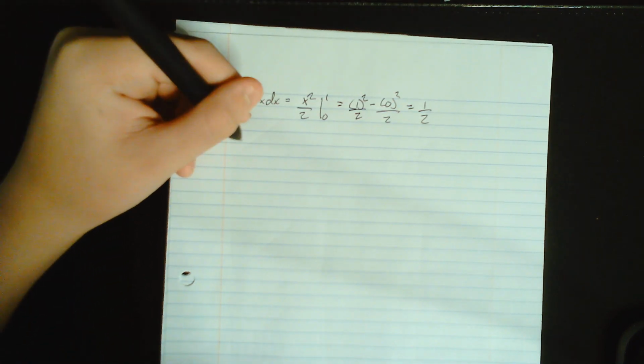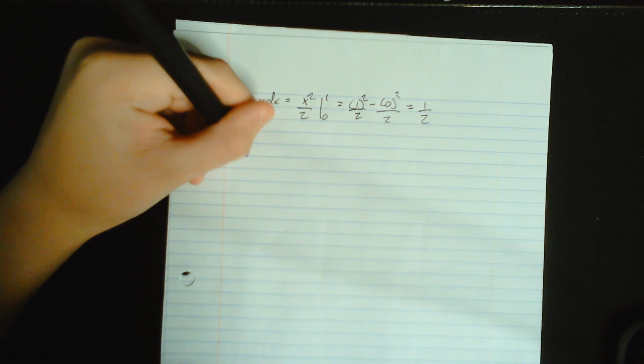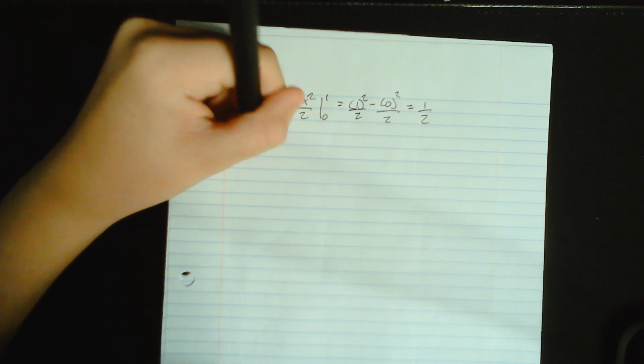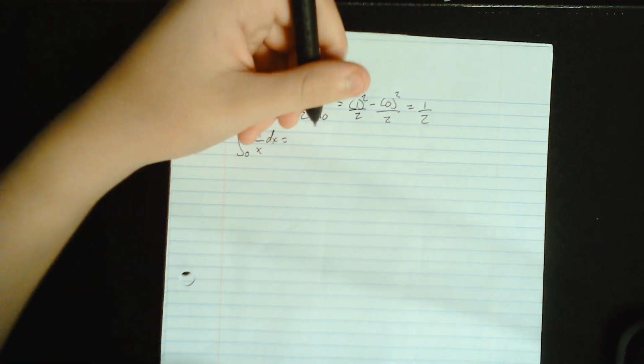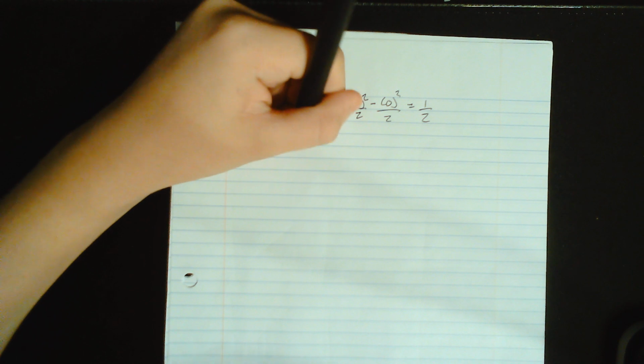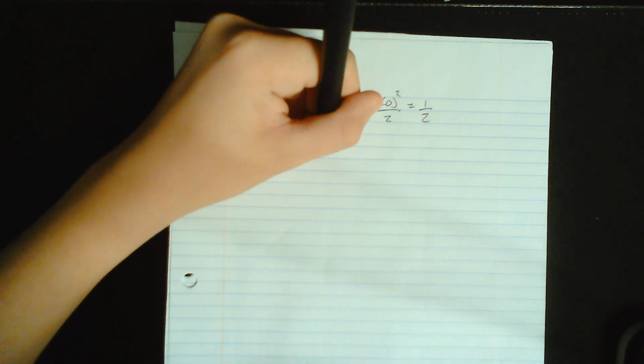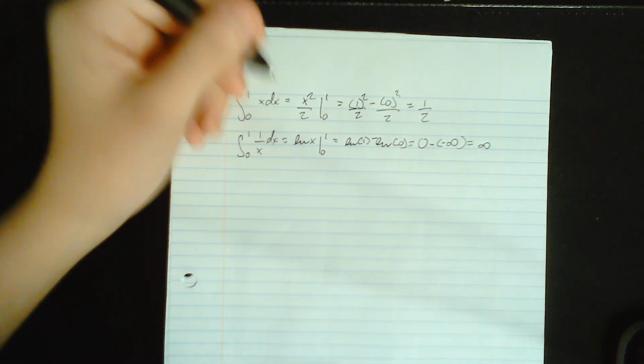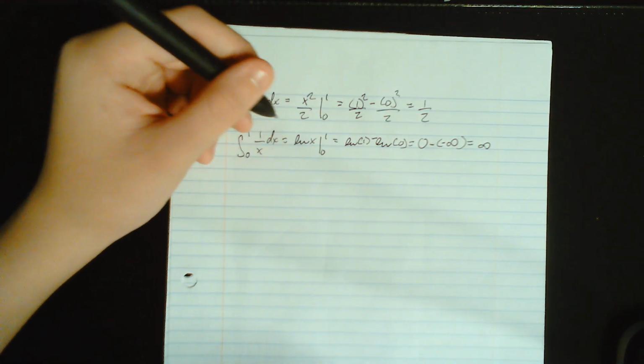For our other one, we have the integral from 0 to 1 of 1 over x dx, which equates to, if you know this from some of our previous videos, the natural log of x, evaluated from 0 to 1, which we can write as the natural log of 1 minus the natural log of 0, which is 0 minus negative infinity, which is just infinity. I'm also very bad at drawing infinity.